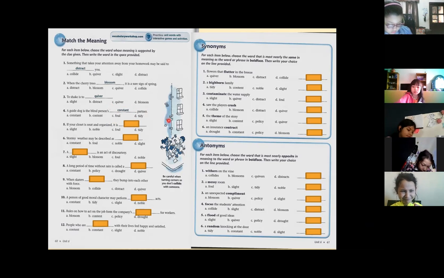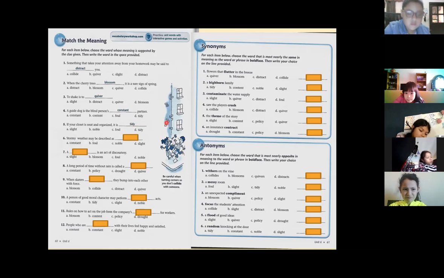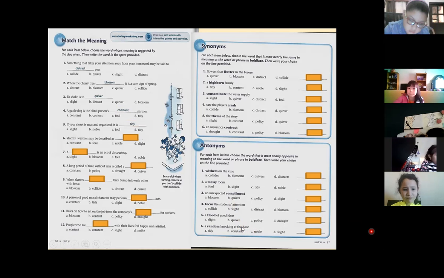Number five, if your closet is neat and organized, it is? Something that is organized, it's neat. Kiara? Tidy. Tidy, Isabella, that's right, it's tidy, excellent. That is number five. Number five, it's tidy. Complete it in your book.